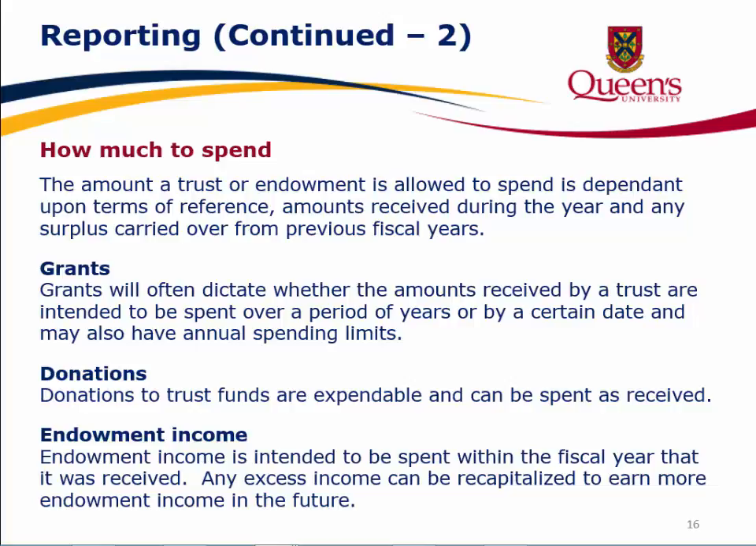Donations. Donations to trust funds are expendable and can be spent as received. Endowment income. Endowment income is intended to be spent within the fiscal year that it was received. Any excess income can be recapitalized to earn more endowment income in the future.